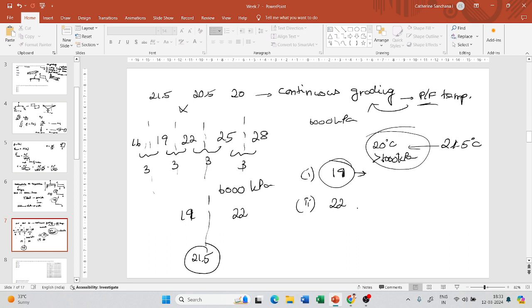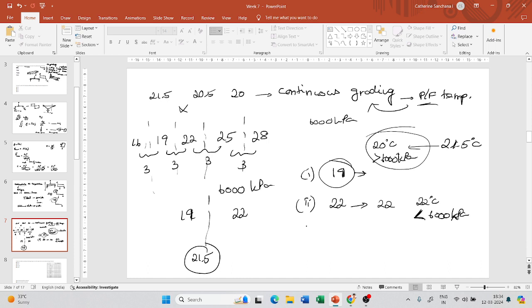So let us say now I'm going to tell the contractor that my PG grade of this binder is 22, and he's going to use this in a place where the temperature is 22 degrees Celsius. It is better, because at 22 degrees Celsius the binder will be a bit softer compared to 21.5 degrees Celsius, and therefore the stiffness will be less than 6000 kPa, and so no issues, right? He's obviously not going to use it in a place where the temperature is below 22 degrees Celsius. So you are always on the safer side.